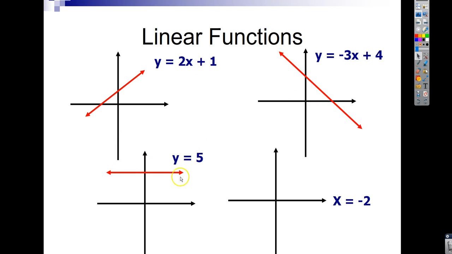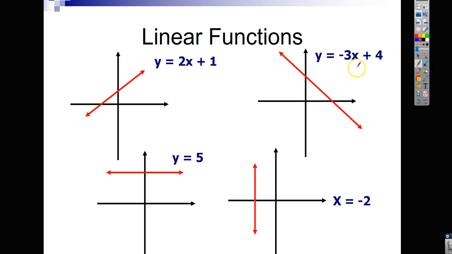Y equals 5 is a horizontal line that crosses through number 5 on the y-axis. X equals -2 is a vertical line when it's x equals. I think we talked about this once. If it's an x equals equation, then it's going to be a vertical line. If it's a y equals equation, it's going to be a horizontal line.